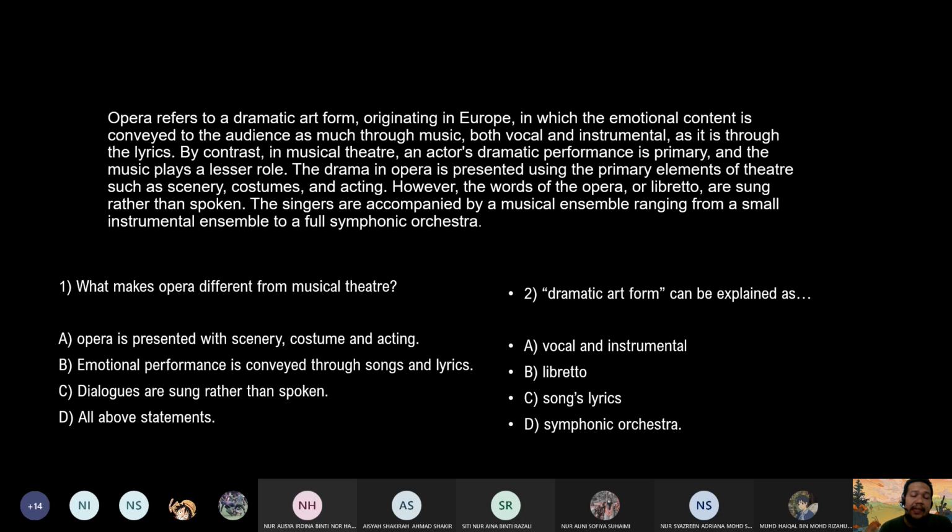First question. The keyword is the differences between opera and musical theater. I think you can find it in line number 1 until maybe line number 4. Focus on that. Number 2, you have to find the explanation of dramatic art form. Dramatic art form is the main idea, so what is actually dramatic art form? You will look at the detail of dramatic art form. Maybe you can find it from the last few lines.